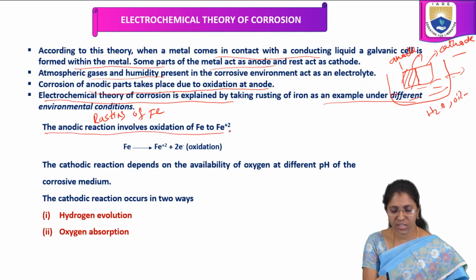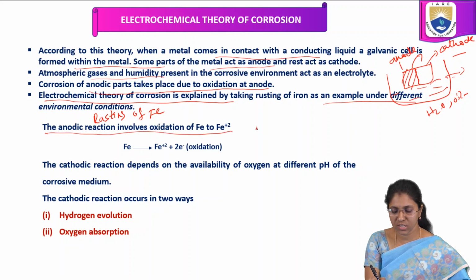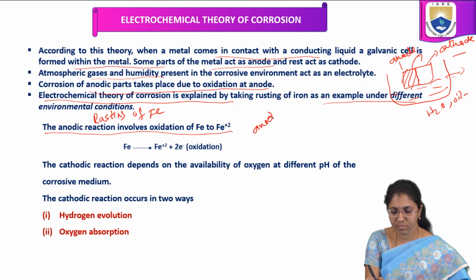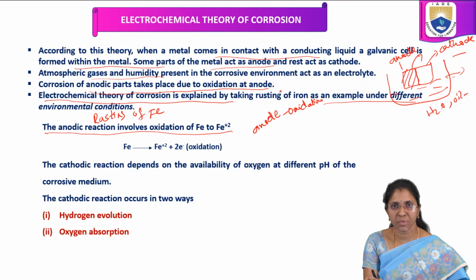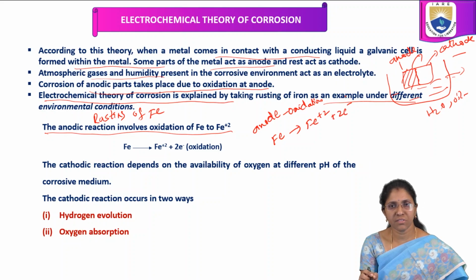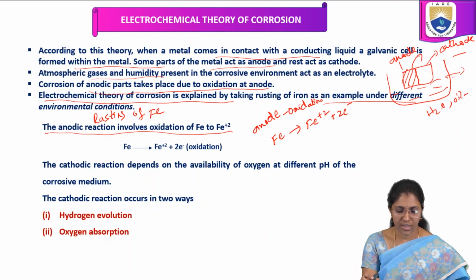First, the anodic reaction. We know that at the anode, oxidation takes place. Here we are taking iron as the metal. At the anode, the metal undergoes oxidation, forming metal ions and electrons. Fe is converted into Fe2+ and 2 electrons.